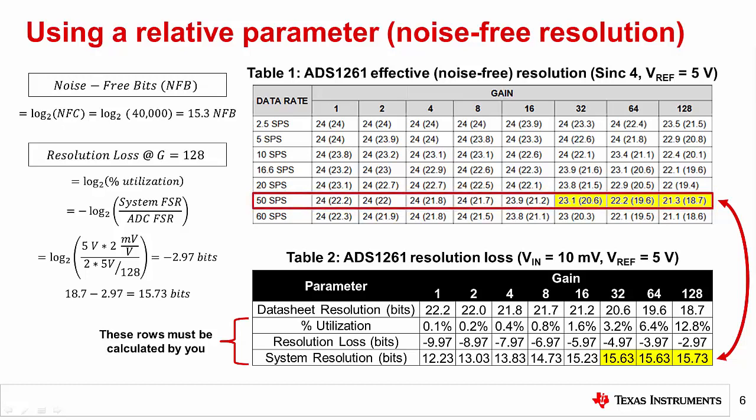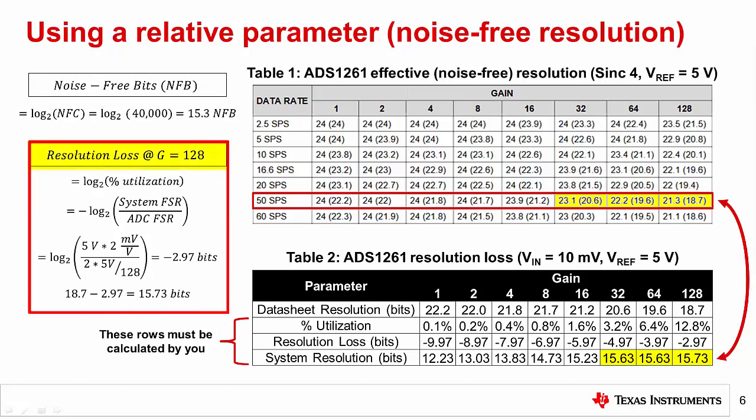15.3 bits. However, recall from the previous Precision Labs module that effective and noise-free resolution are defined in the datasheet, assuming 100% utilization. For the values in Table 1, this means a plus-minus 5 volt input using a 5 volt reference voltage and a gain of 1. Therefore, you also need to calculate the ADS1261's achievable noise-free resolution given the system specifications.